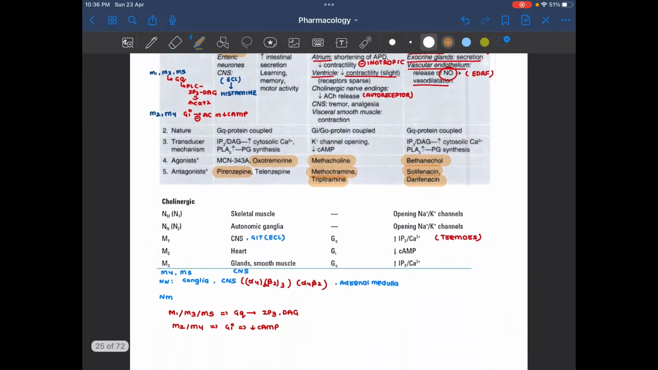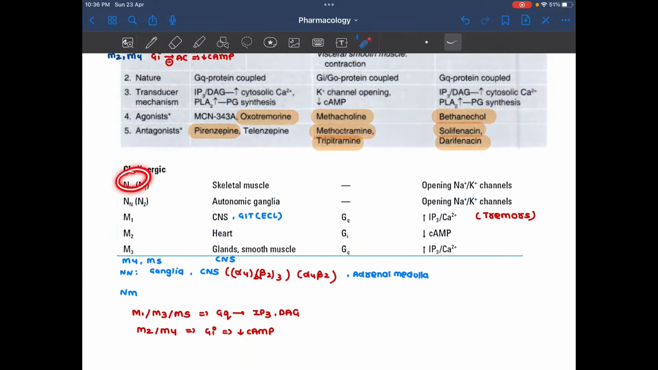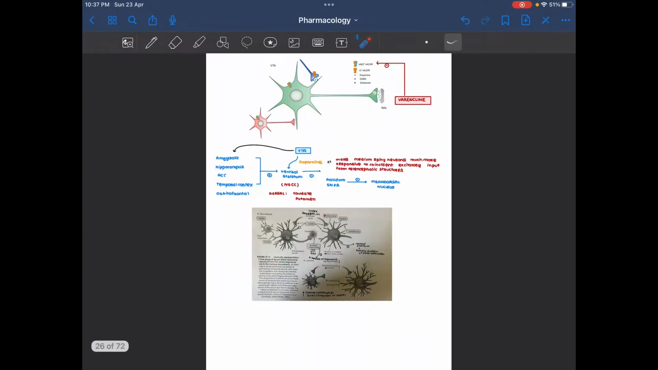Okay, all right. So we have the NN type of receptors. We discussed the different muscarinic type of receptors as well. We discussed that M1, M3, M5 are linked by Gq, and M2, M4 are linked by Gi type of receptors.